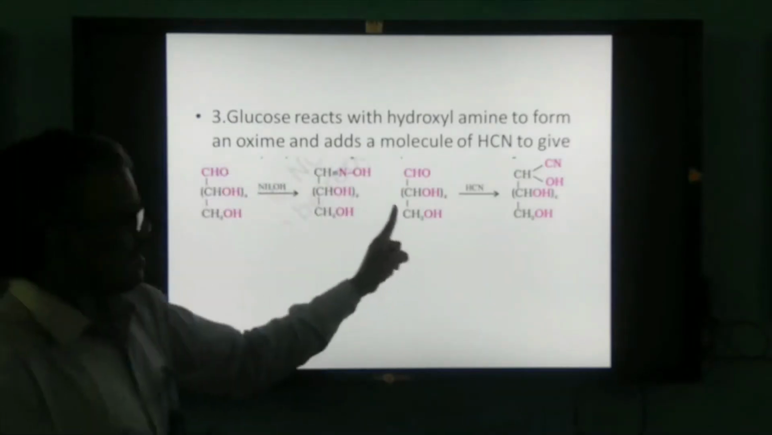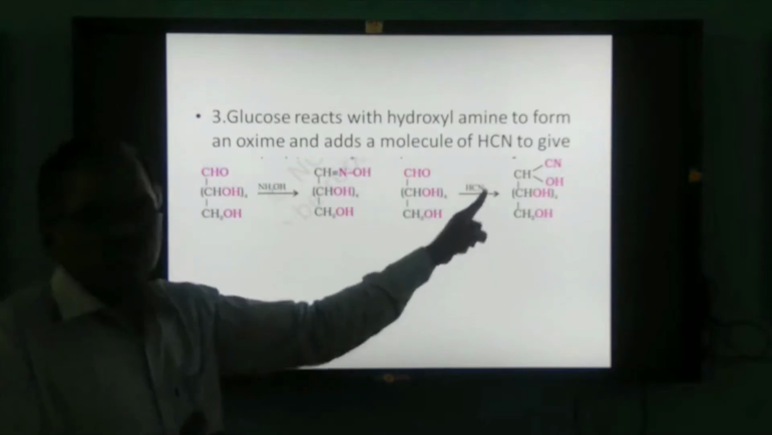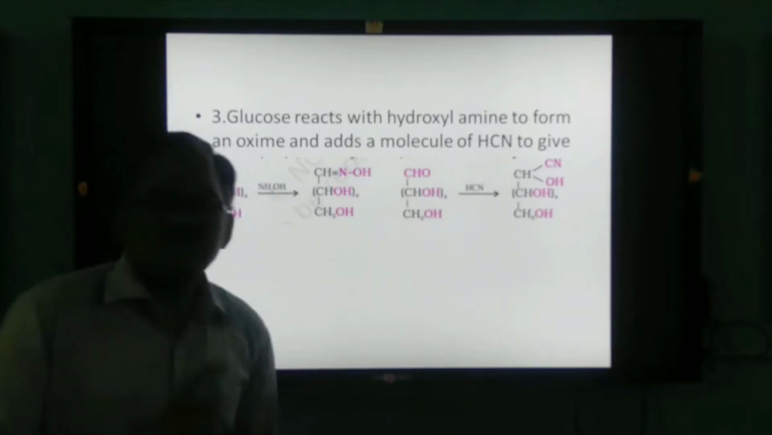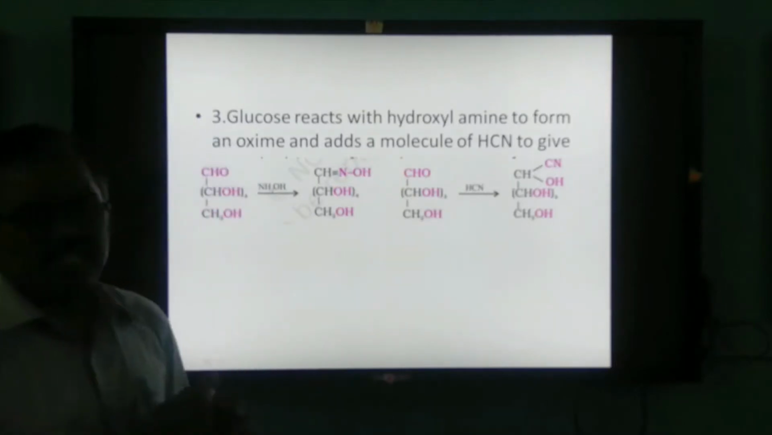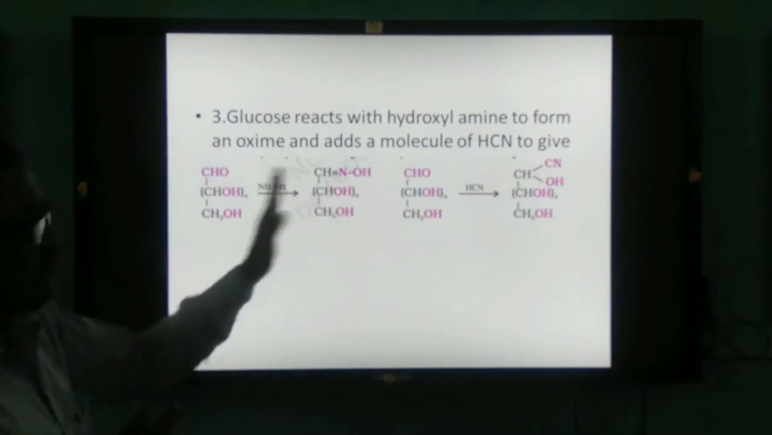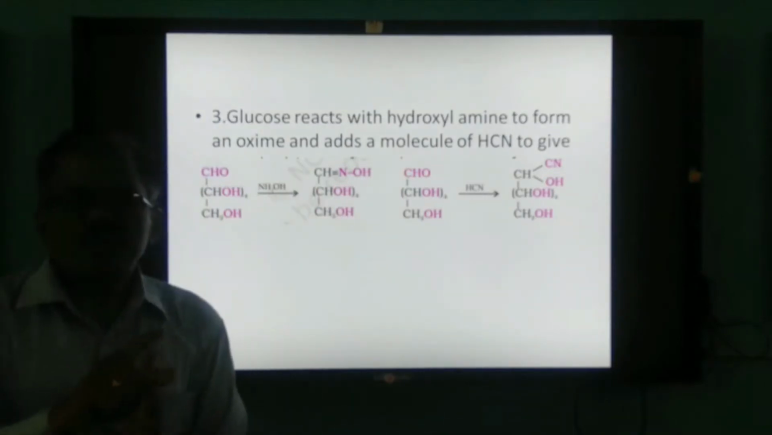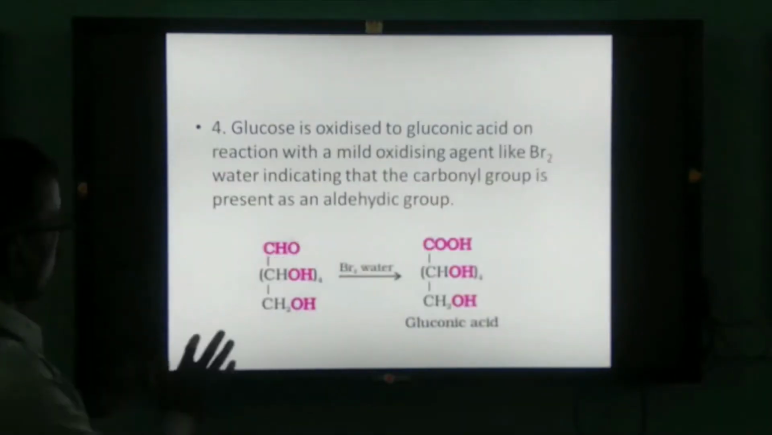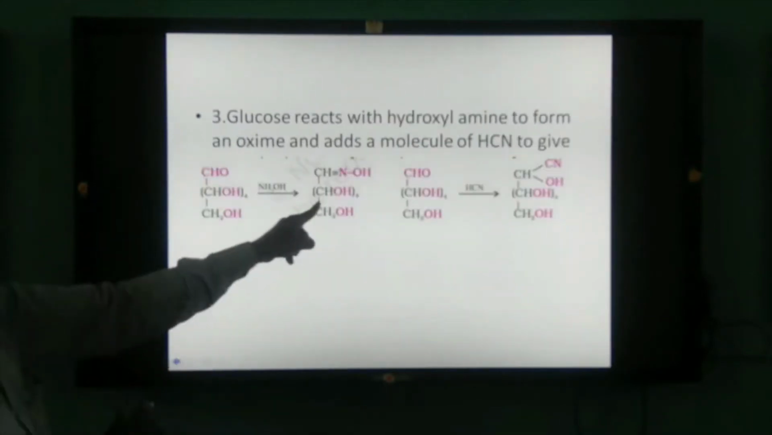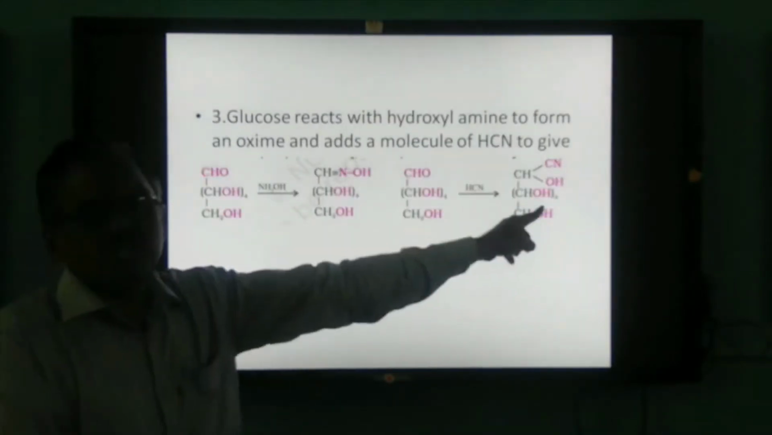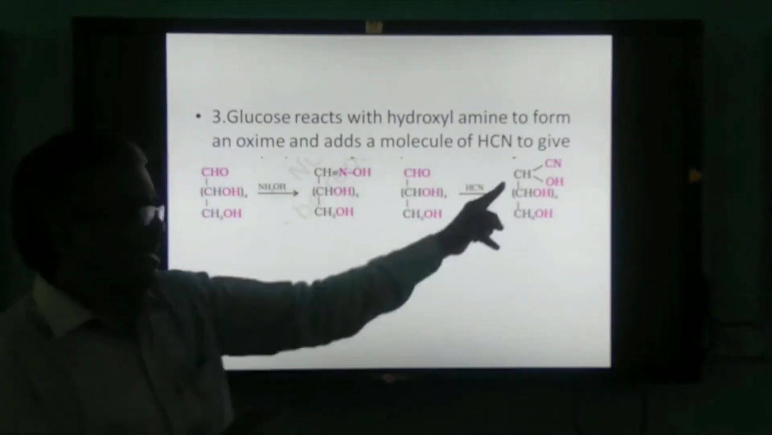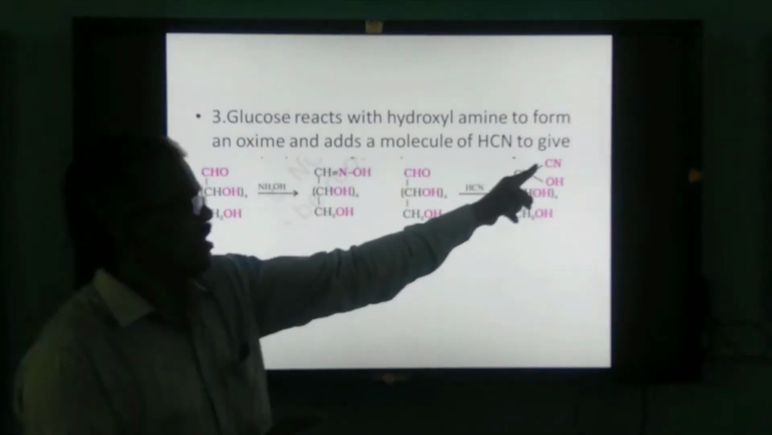The same glucose, when it reacts with hydrogen cyanide, gives a cyanohydrin. So this structure you are getting is called a cyanohydrin. It indicates that there is an aldehyde group, because it is possible only when there is an aldehyde group. Aldehydes with hydroxylamine give an oxime derivative, with the functional group CH=NOH. Aldehydes with 1 molecule of HCN give a cyanohydrin.